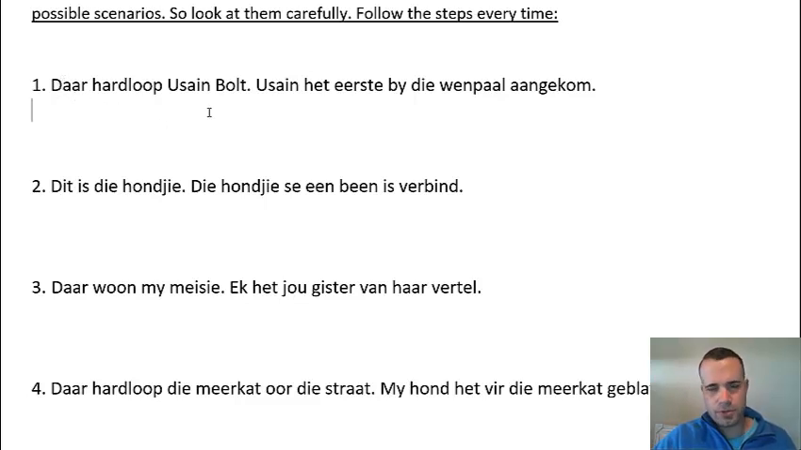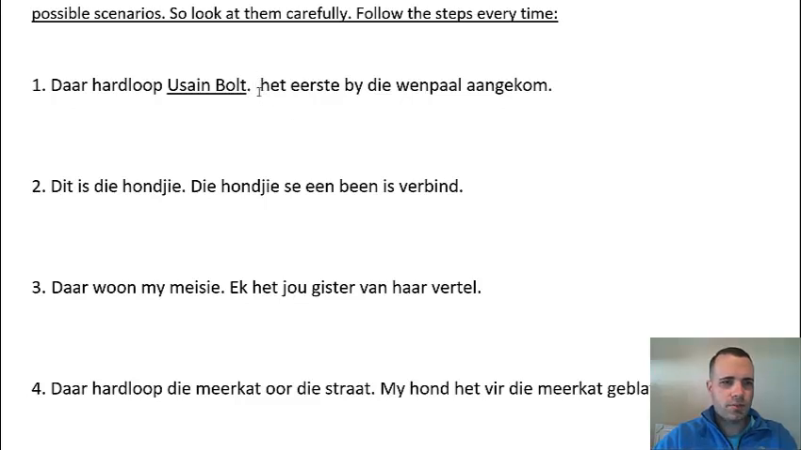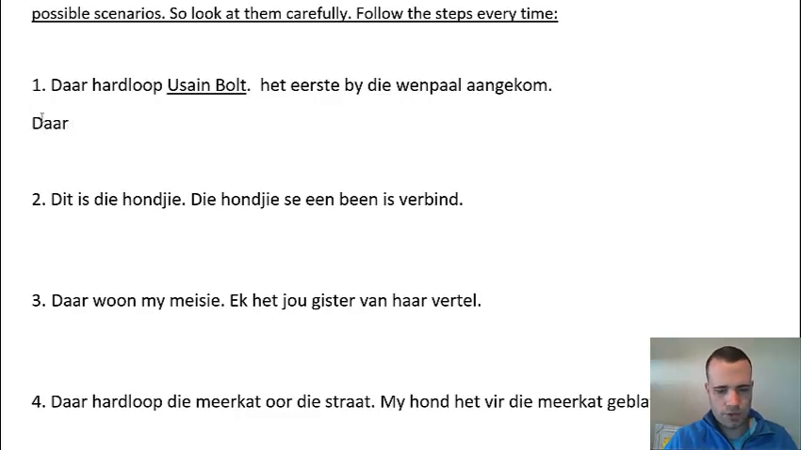Obviously now we'll do ones where there's a preposition or where there's possession. Daar hardloop Usain Bolt. Usain het eerste by die wenpaal aangekom. There Usain Bolt is running. He came first at the winning line there. So let's do step number 1: underline what's the same in both sentences. Usain Bolt and Usain. Step number 2: cross this out. Step number 3: copy your answer up to the underlined words. Hardloop, Usain Bolt.